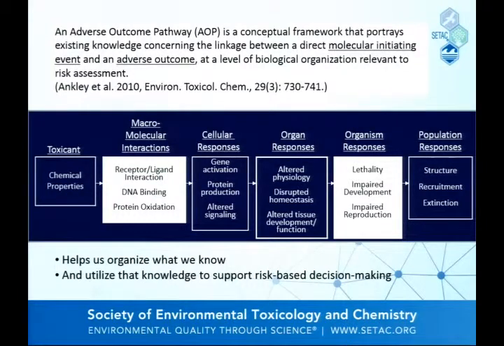So that's really what the adverse outcome pathway framework is about. It's making that translation. An AOP is simply a conceptual framework that portrays our existing knowledge concerning a linkage between some molecular initiating event, where a chemical actually interacts with some molecule in an organism to cause a perturbation in that organism's biology, how that perturbation then cascades across levels of biological organization, causing changes in the biology that ultimately lead to an adverse outcome that occurs at a level of organization that we actually care about from a risk assessment or regulatory perspective. So an AOP essentially helps us organize what we know and utilize that knowledge to support the use of some of these alternative mechanistic data sources in risk-based decision making.